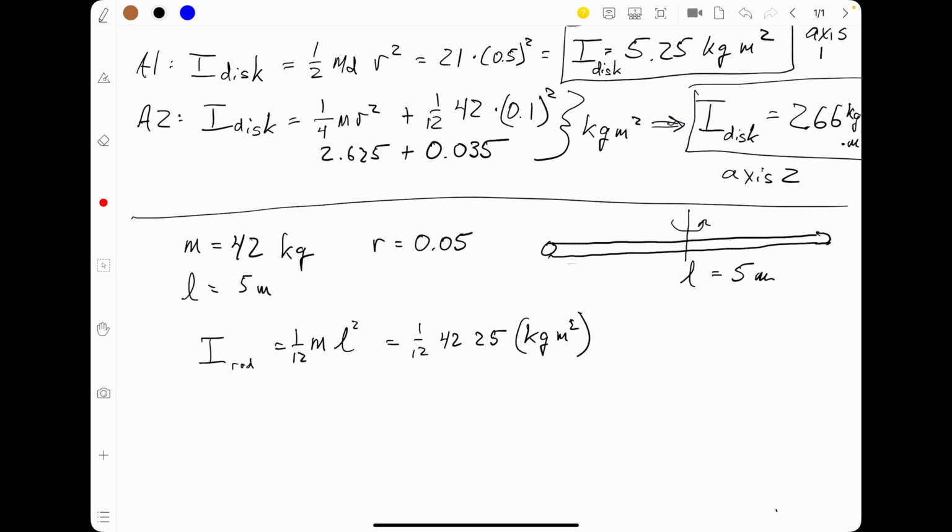What do we end up with? Maybe you guys like to stop and plug these things in, but you can't help me. So I'm going to do 12, 1 over that, times 42, times 25, 87.5.